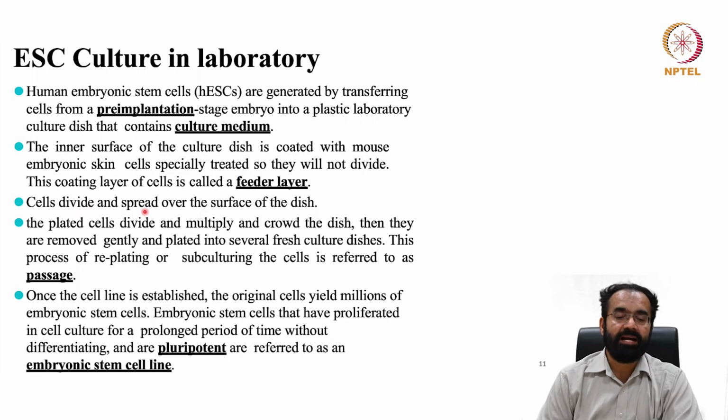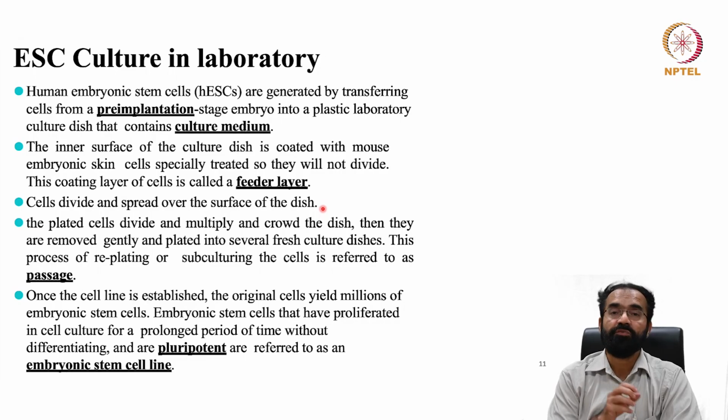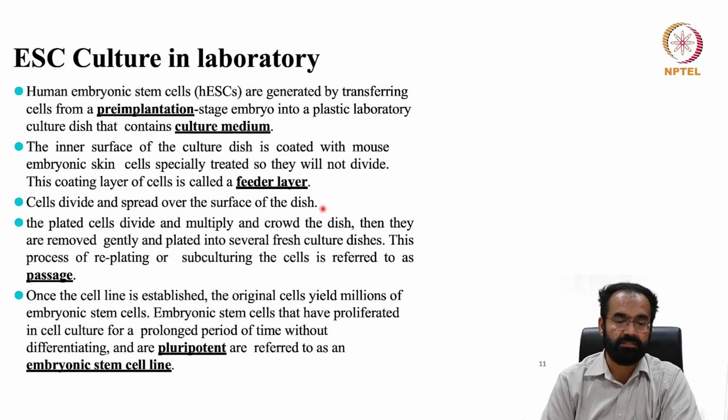And cells divide and spread over the surface of the dish. Some of you may be thinking why the feeder layer is needed, because for stem cells to grow, they need lots of growth factors. So when you inoculate them into the feeder layer, the feeder layer will provide the nutrients, growth factors, etc. that will allow the stem cells to be stem cells and be maintained as stem cells.